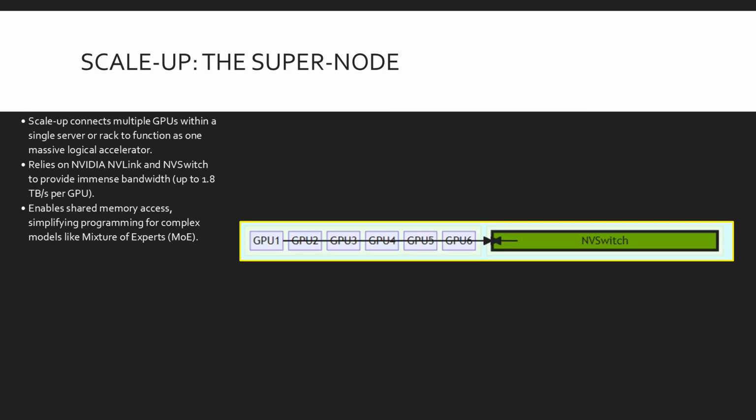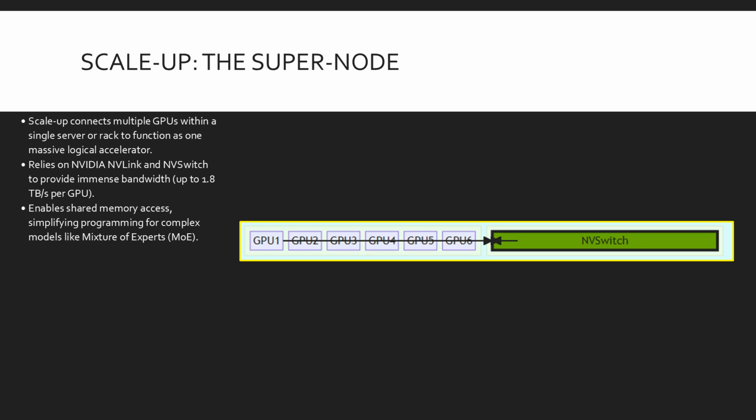Zoom in on scale-up. Think of this as building a supernode. We connect multiple GPUs, typically 8 in an HGX system, or up to 72 in a GB200 NVL72 rack using NVIDIA NVLink. This is not standard networking, it is a memory semantic fabric. NVLink provides incredibly high bandwidth, up to 1.8 terabytes per second per GPU, which is 14 times faster than PCIe. It allows all GPUs in the domain to share memory and work on a single problem as if they were one giant chip, which is crucial for handling the massive memory footprint of trillion parameter models.